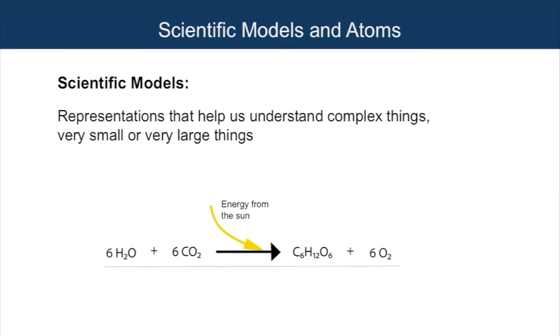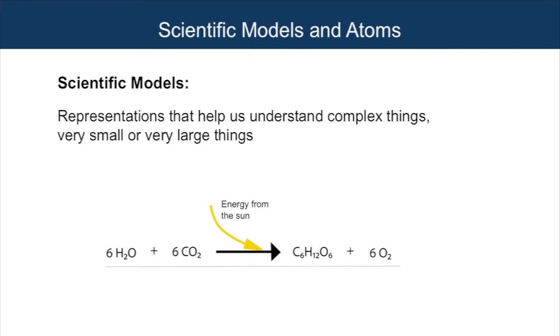A scientific model is just a representation to help us understand complex things or very large objects like planets of the solar system, or little tiny things like atoms and cells. Scientific models can also be symbols or equations. For example, here we can see the representation of a chemical reaction that happens inside of a chloroplast. This is the reaction of photosynthesis.